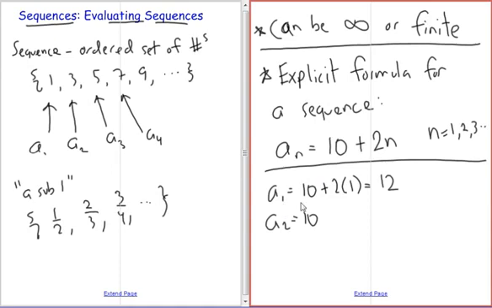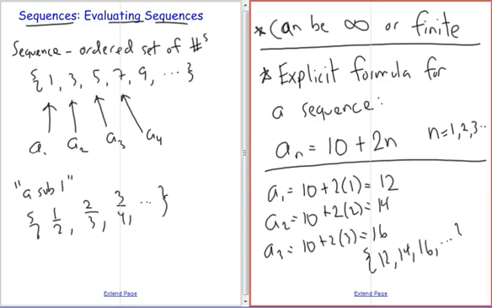Then you could say, well, a sub 1 is 10 plus 2 times 1, so that would be 12. And a sub 2 would be 10 plus 2 times 2, which is 14. A sub 3, 10 plus 2 times 3 is 16. So 12, 14, 16. I really should have erased those squiggle brackets, but whatever. There you go. That's the sequence. Technically, those squiggle brackets mean it would be the set which contains that sequence, but we're fine.